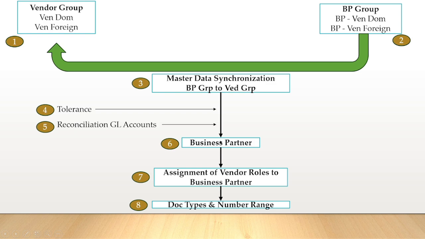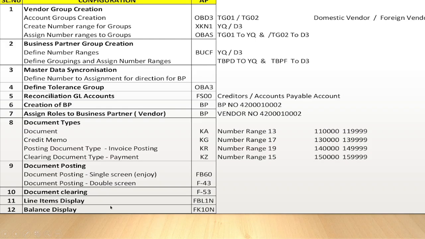But before creation of business partner, we created tolerance for vendor groups. Then we created reconciliation GL accounts, which we need to link with the assignment of vendor roles to the business partner. Then we created different document types in OBA7 and their number ranges in FBN1. So this is the entire flow, step by step, for accounts payable configuration.